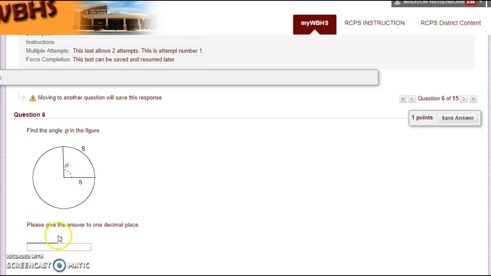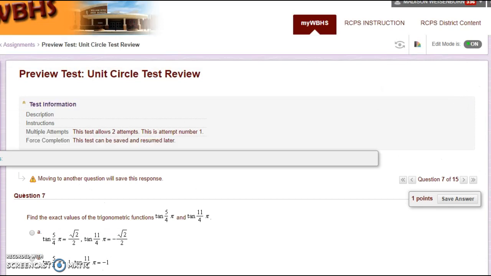This is in degrees, okay? But once you know how many radians it is, you can convert that. Just we know that 1 radian is 180 over pi, or 57.3 degrees.